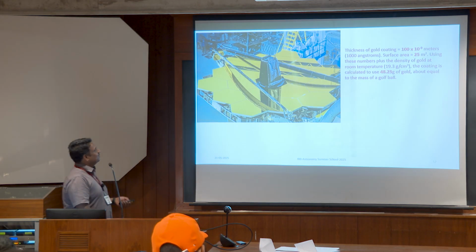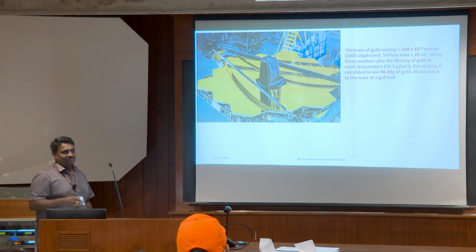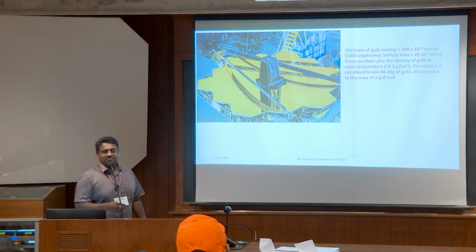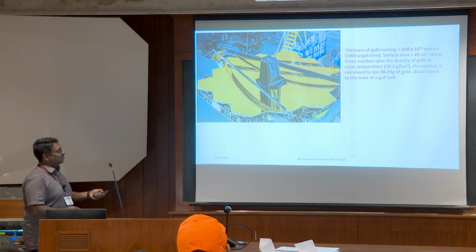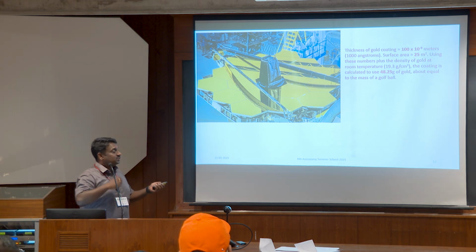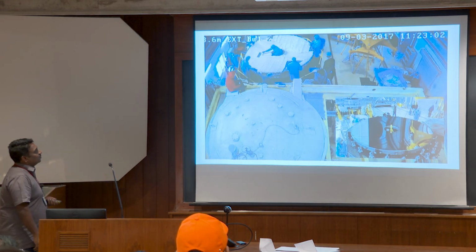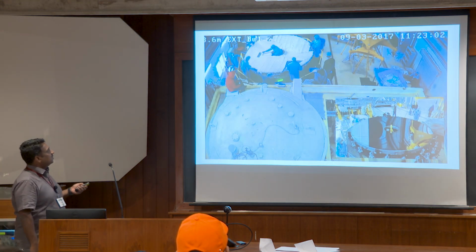Okay, so this is JWST, and you know how much gold is used in JWST? 48 grams. That's all that is needed. You can calculate the thickness of the coating and what is the total area. Calculate how much, right? So this is the 3.6 meter.